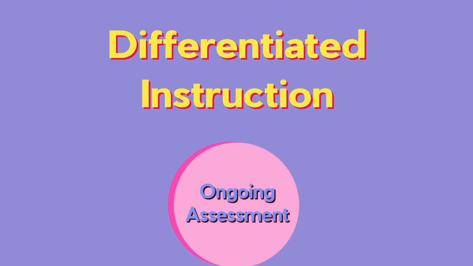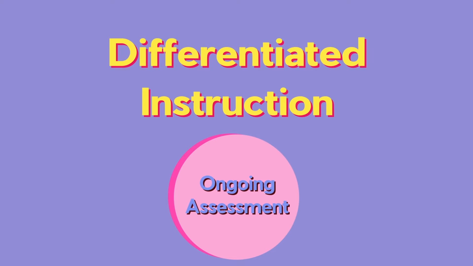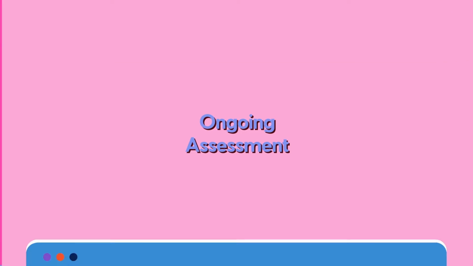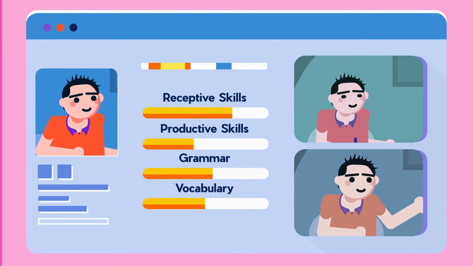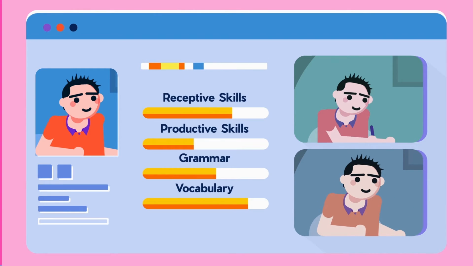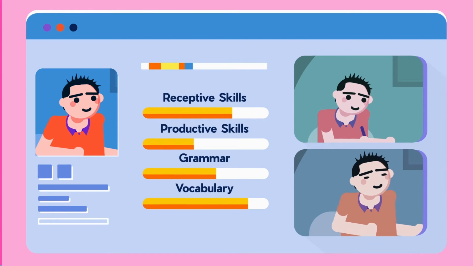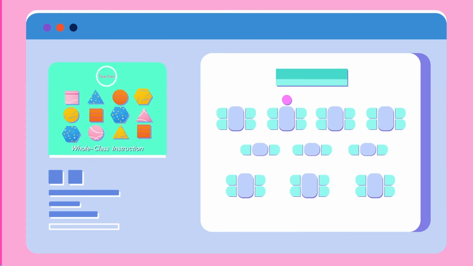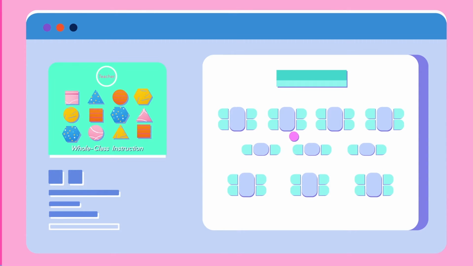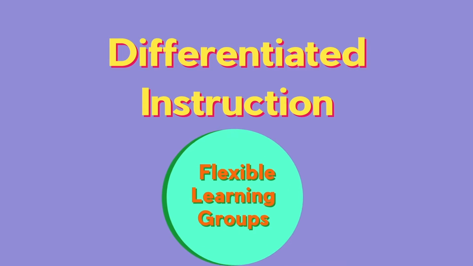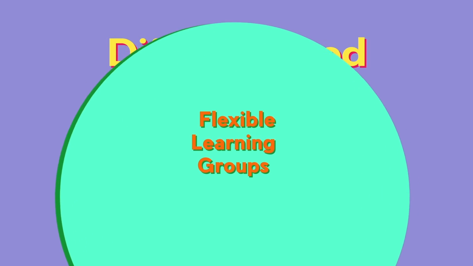Ongoing assessment is thus one of the hallmarks of differentiated instruction. Our assessment of students' readiness, interests, and learning profiles informs how we teach and what learning resources to use. It also helps us determine how to organize the physical space in the classroom for effective teaching and learning. Another hallmark of differentiated instruction is the use of flexible learning groups.